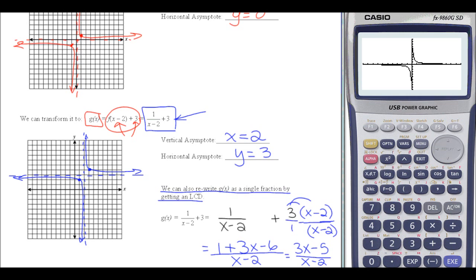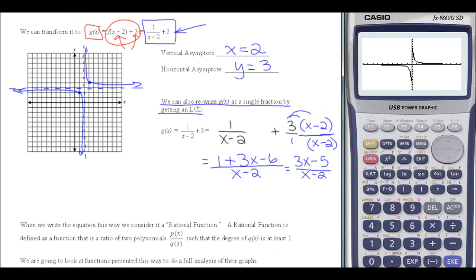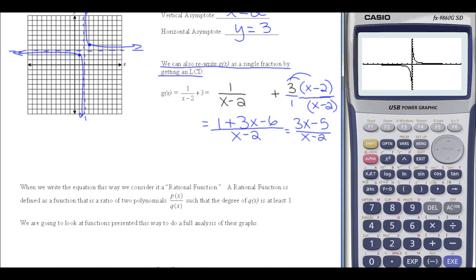I'm going to scroll down a little more so we can read what's on the bottom of the page here. What it says is, when we write the equation this way, we consider it a rational function. A rational function is defined as a function that is the ratio, or a fraction, of two polynomials, the nice ones like a quadratic or a linear like we have, such that the degree of q of x is at least 1. The degree, remember, is the exponent. So on the bottom, we have to have at least an x in order to make it a rational function.